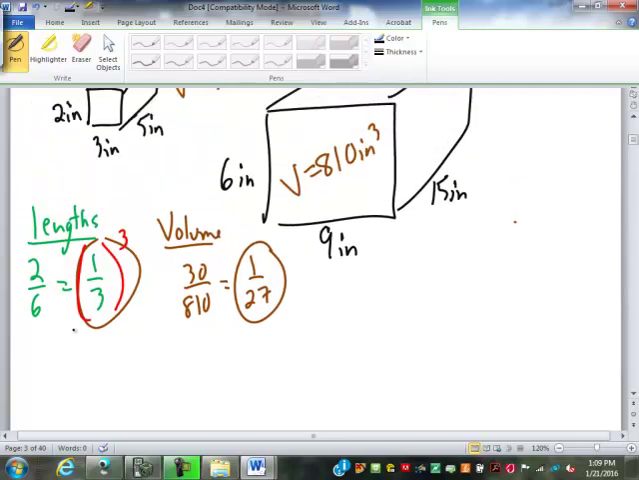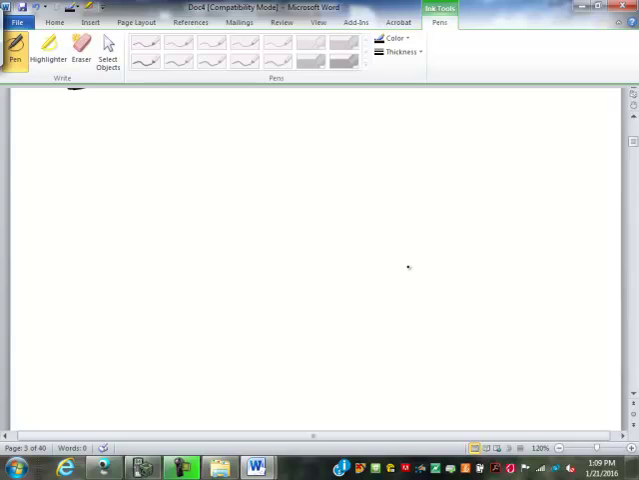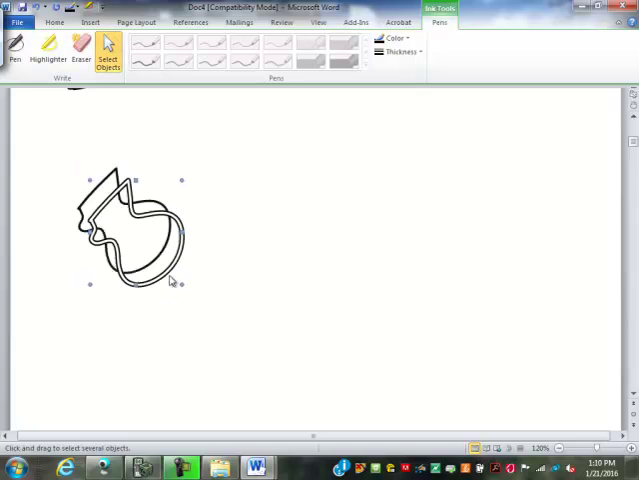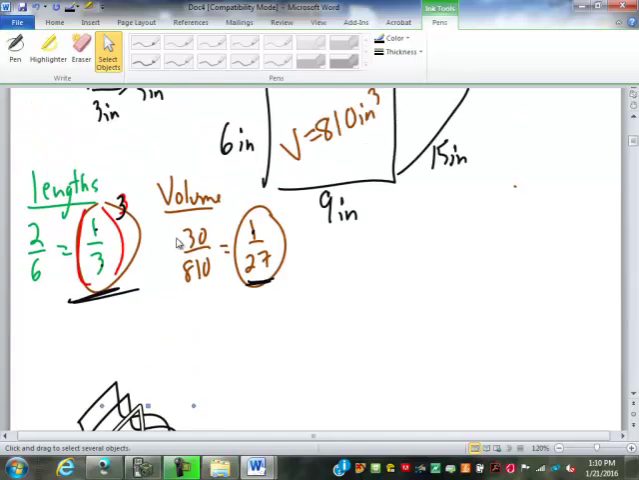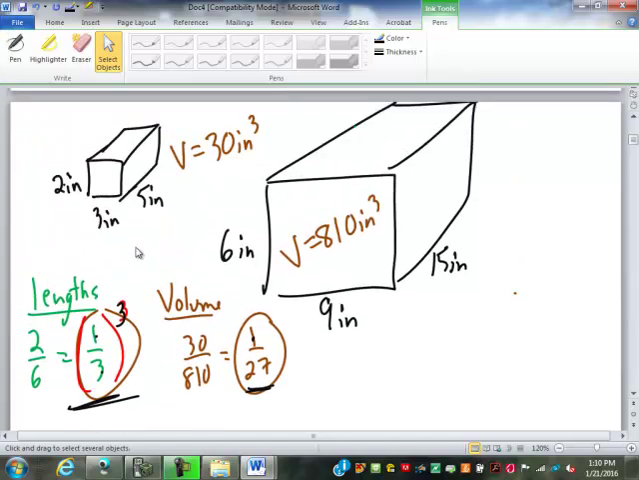The ratio of lengths is 1/3, cubed. 1 to the 3rd power is 1, 3 to the 3rd power is 27. Wait, could you back up to that volume? Sure. 1 to the 3rd is 1, 3 to the 3rd is 27. Okay.